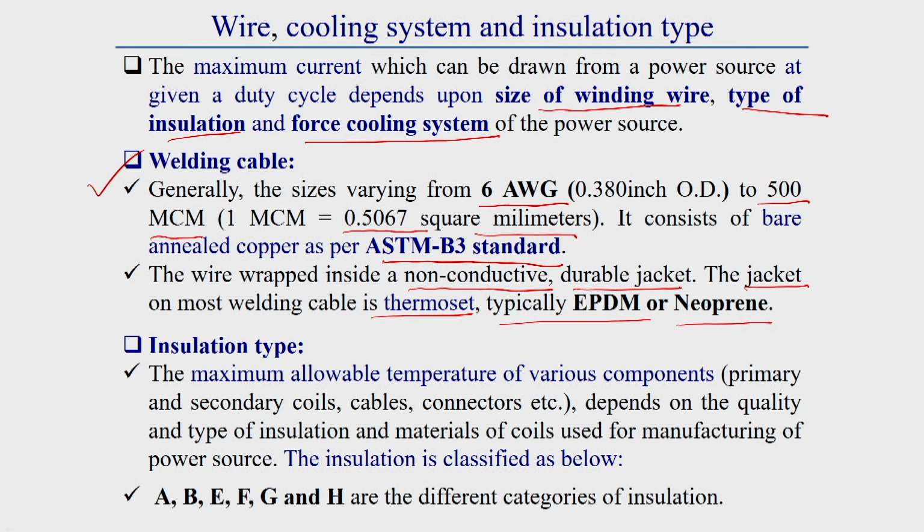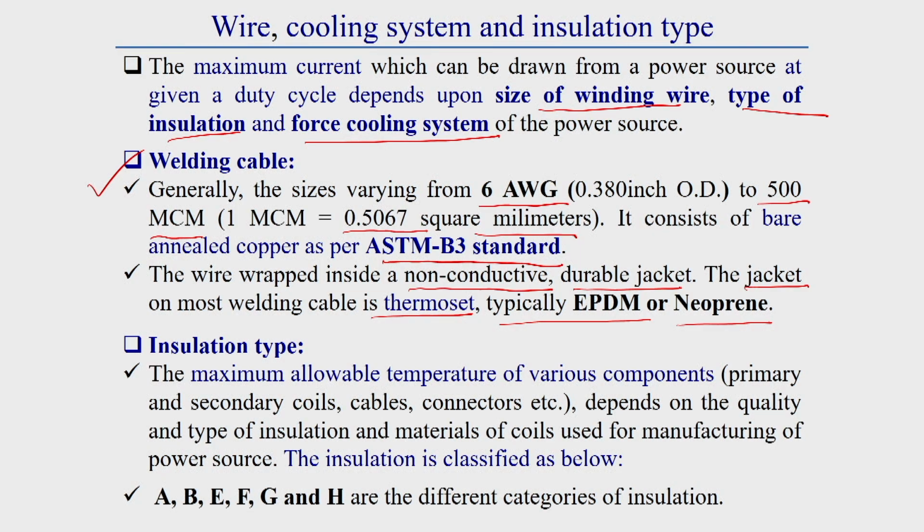Now, what types of insulation are generally used in a welding power source? Insulation is used to protect the power source from overheating. Insulation also has different categories. In the case of a welding power source, the following types of insulation are generally used: it can be categorized as A, B, E, F, G, H. Each insulation has a different composition, as well as a different temperature tolerance limit.